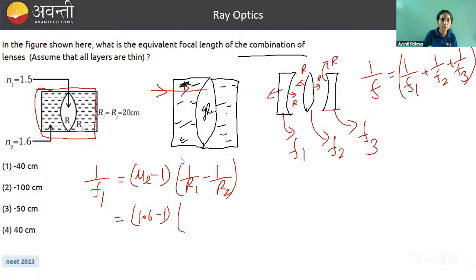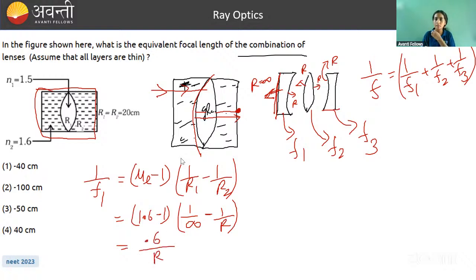And what will this become? If you see here, 1 by R1. Now this is R1. Its radius of curvature will be how much? This is a flat surface. Its radius of curvature is infinity. So this is 1 by infinity minus 1 by R2. Now look at the R2 of this surface, where will it be? Somewhere here is its center. That means this way you will measure the distance positive. So here 1 by R. And if you calculate it, you will get 0.6 by R. So this is what we are going to get.